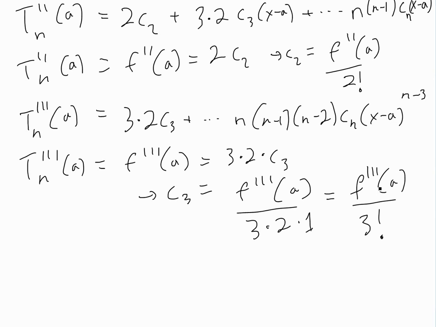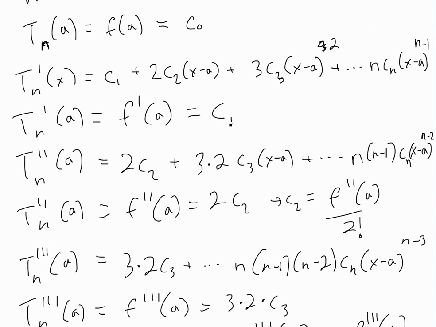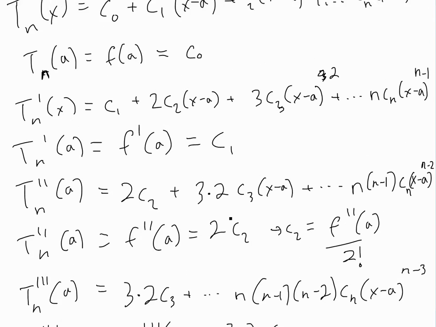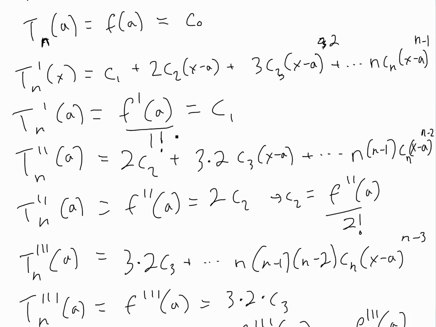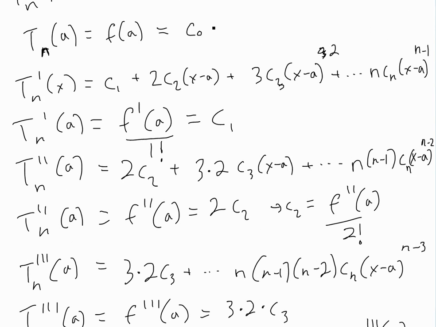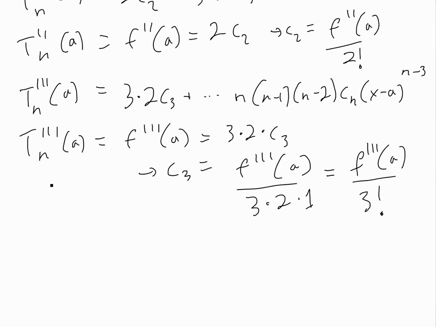This is f triple prime of a divided by 3 factorial. And this one here is c1, or this is f prime of a. You could also write this as 1 prime, which just equals 1. And this one, divided by 0 factorial, is the same thing as this. So from this we could write the general formula for the constants.